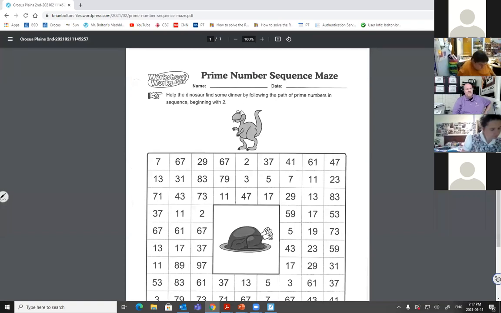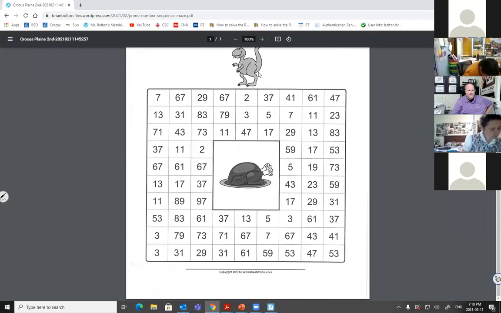Okay, so this is a really neat activity. What you've got to do is get the dinosaur to the turkey dinner. I know it's childish, but cut me some slack. To do that, you're going to start and only go by prime numbers, counting up. So if you look, the first number is two, so you'd circle a two, right? Then you go to the three. That's the next prime. Now, the next prime number after that going up is five, okay?